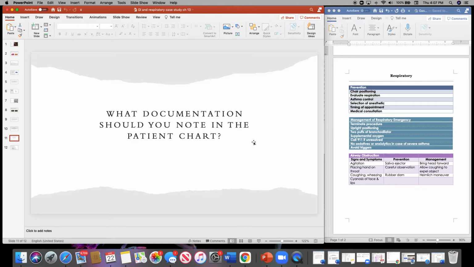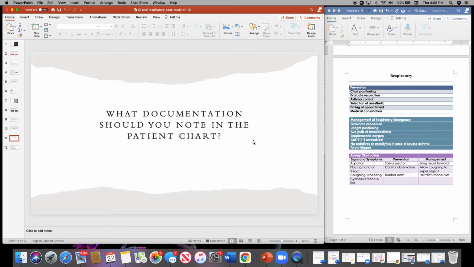So what documentation would you note in the patient's chart when this happened? Right? So what are a few key things that we're going to note? We're going to note that we had a medical emergency, right? That our patient experienced an asthma attack in the chair. We're going to note how many puffs of the inhaler were needed. We're going to note if oxygen was needed or not.